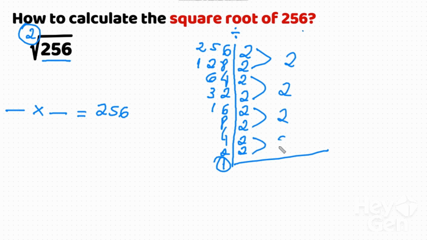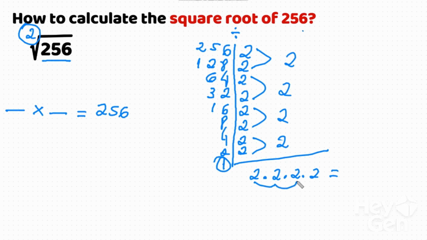And finally, this other 2 here also comes out of the root. These values that came out of the root, we're going to write them as a product. 2 multiplied by 2 multiplied by 2 multiplied by 2. Now all that's left is to do this multiplication so we can find the value of the square root of 256. 2 times 2 is 4.